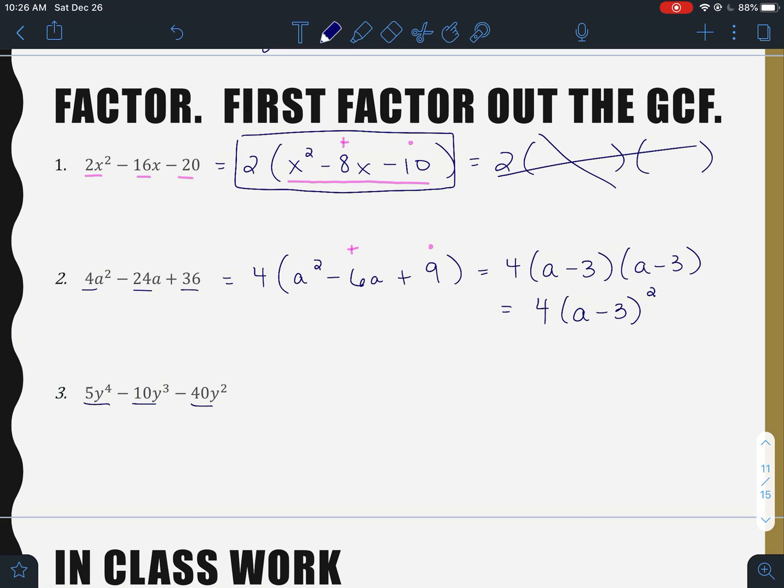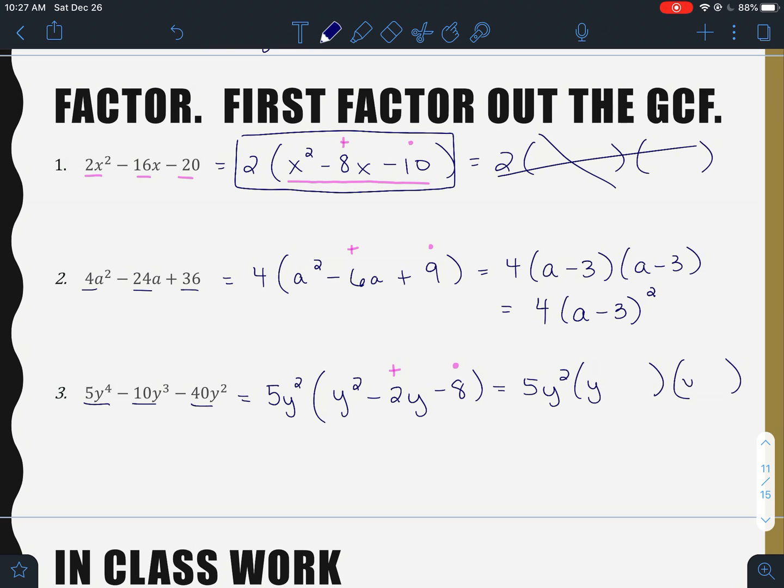On the next one, we have 5y to the fourth minus 10y to the third minus 40y squared. All of them are divisible by 5 and a y squared because they all have at least a y squared in common. So if I factor that out, I'm left with y squared minus 2y minus 8. And then you think, for that trinomial, can you multiply to negative 8 and add to negative 2?